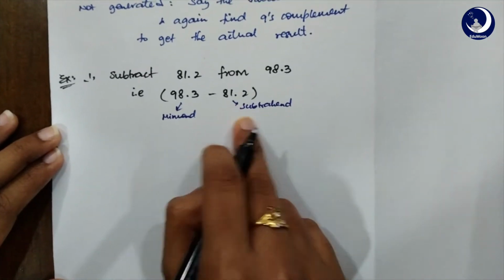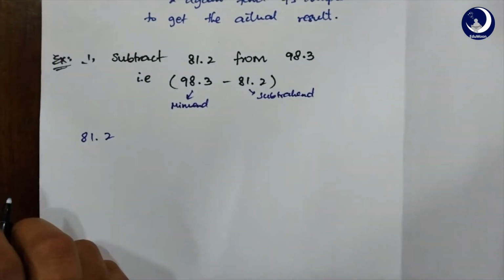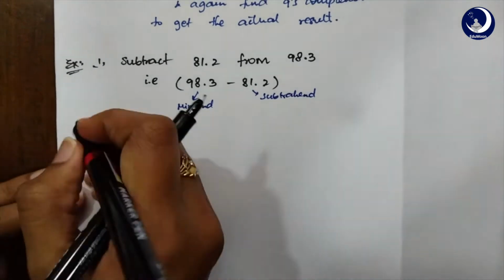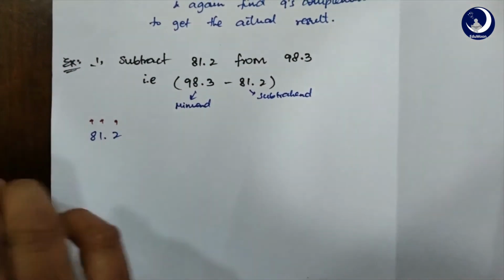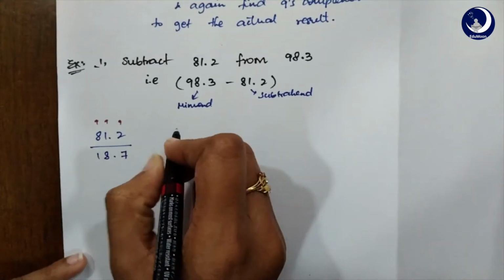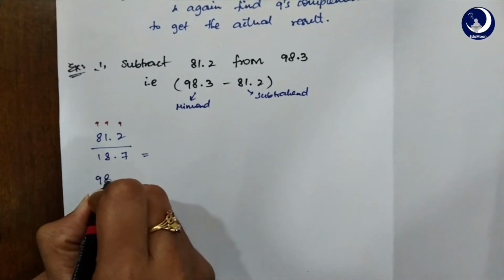Now, we need to find the 9's complement of the subtrahend, 81.2. I already told you how to find the 9's complement: just subtract each and every digit from 9. So, 99.9 minus 81.2, and your answer is 18.7. Right. Now, this one should be added to 98.3.